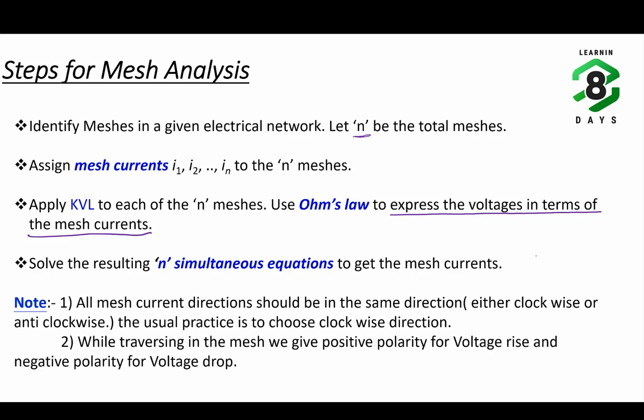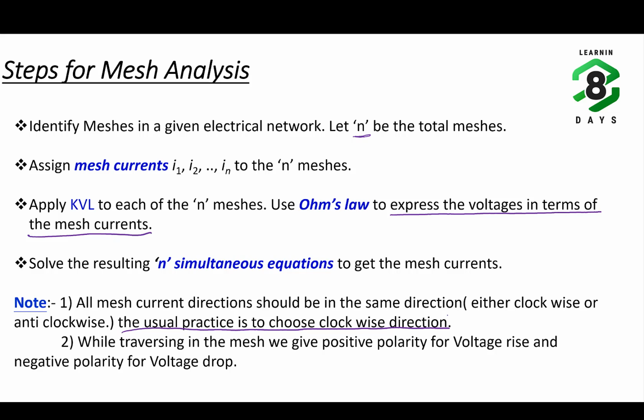The things which you have to remember while doing mesh analysis is that while assigning the currents in the meshes, all the mesh current directions should be in the same direction. That means if I1 is in clockwise direction, then I2, I3 and all other remaining mesh currents must also be in the clockwise direction. You cannot assign one current in clockwise, the other current in anti-clockwise direction. The usual practice is to choose clockwise current direction for the mesh currents.